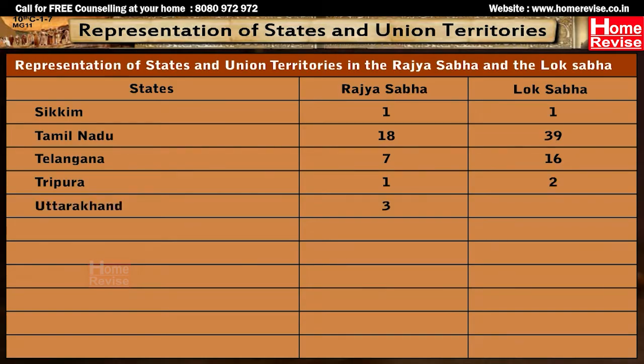Uttarakhand, 3 members in Rajya Sabha and 5 in Lok Sabha. Uttar Pradesh has 31 members in Rajya Sabha and 80 members in Lok Sabha. This is the highest representation. West Bengal has 16 members in Rajya Sabha and 42 members in Lok Sabha.